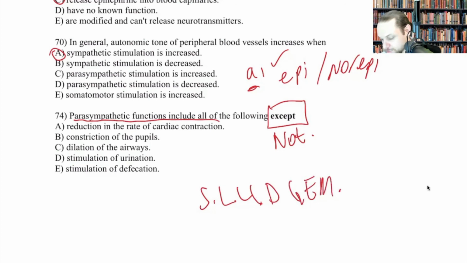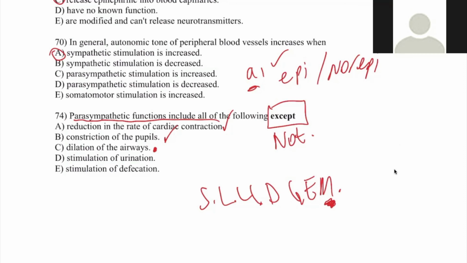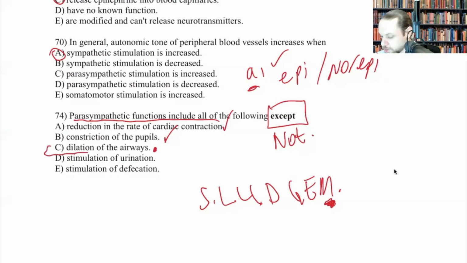So let's go one by one, right? Will it reduce the heart rate? Rest and digest. Yes, it will, right? Will it constrict the pupils? So miosis is constriction of the pupils. Constrict the pupil. Dilate the airway. Which system dilates the airway? Parasympathetic or sympathetic? We just talked about beta 2 stimulation. Sympathetic. Yeah. So this is a good choice, right?